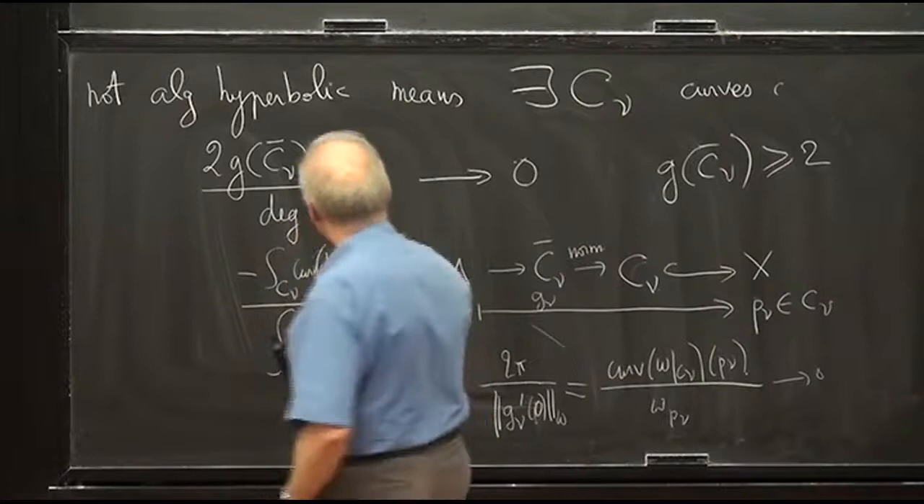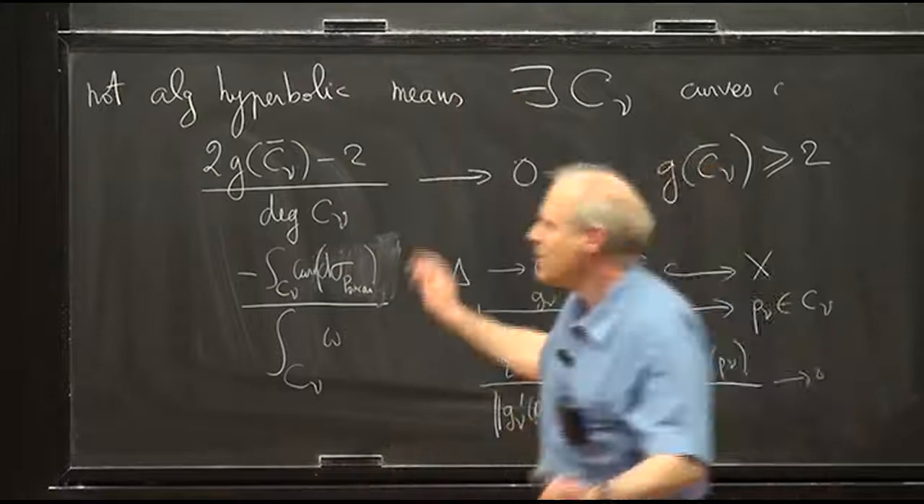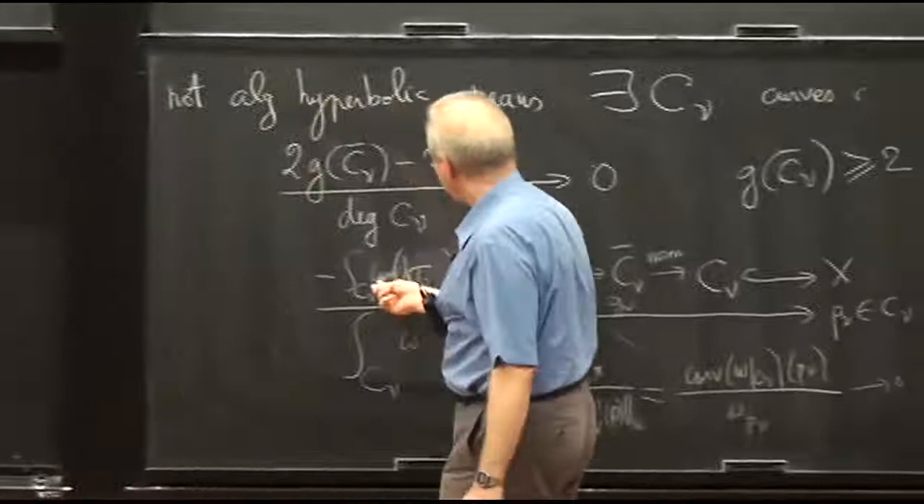Now this is correct. Okay, I don't want to give detail. It's very easy. All the numbers on the bottom are positive. So everything is positive now. Okay, fine.